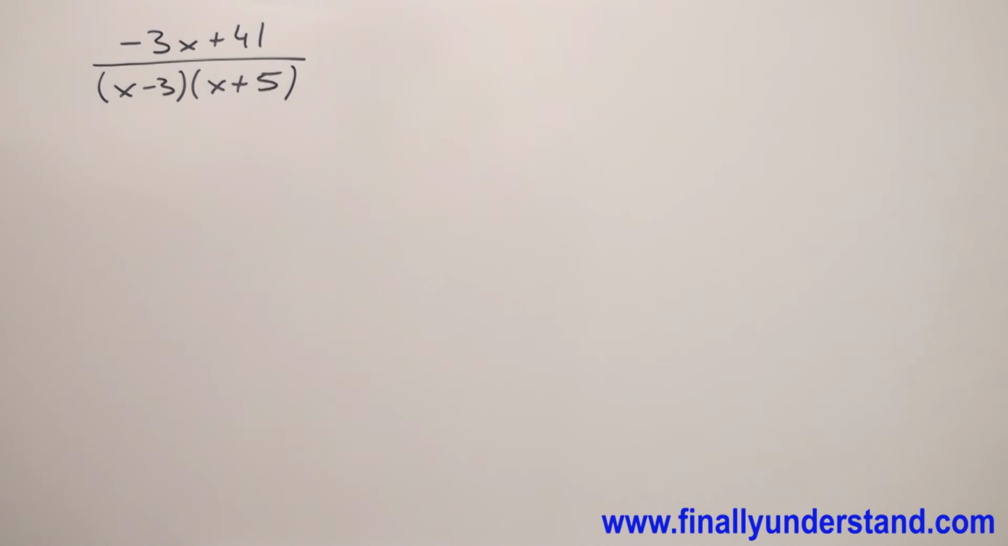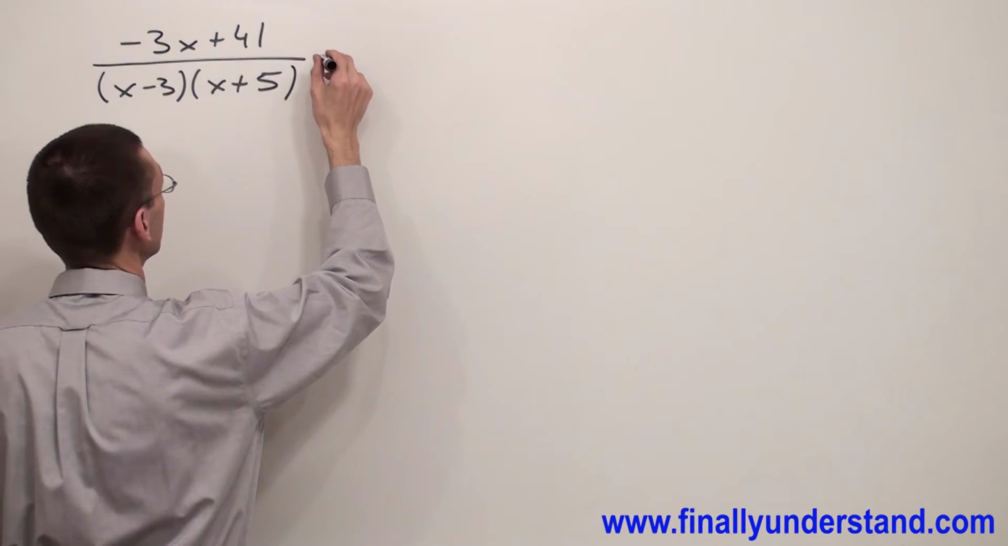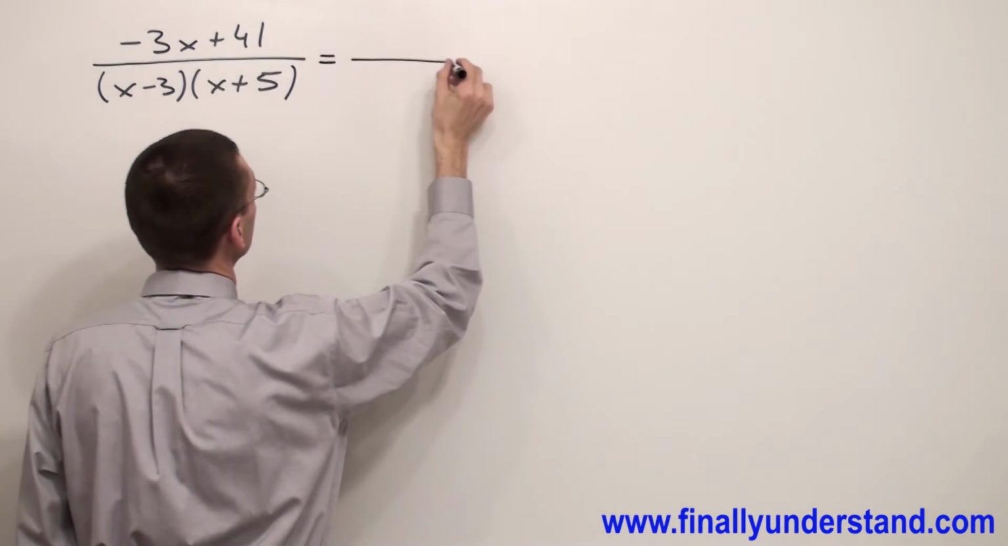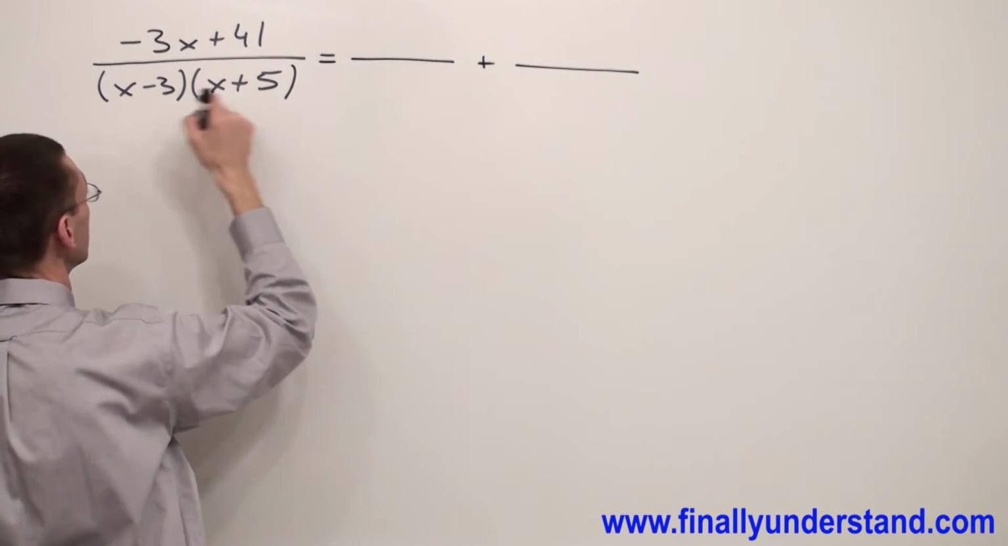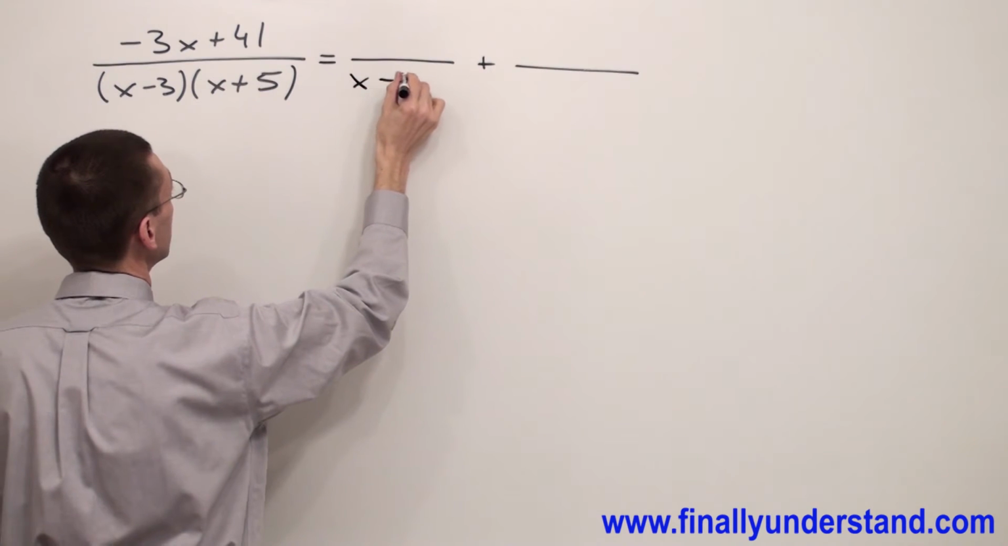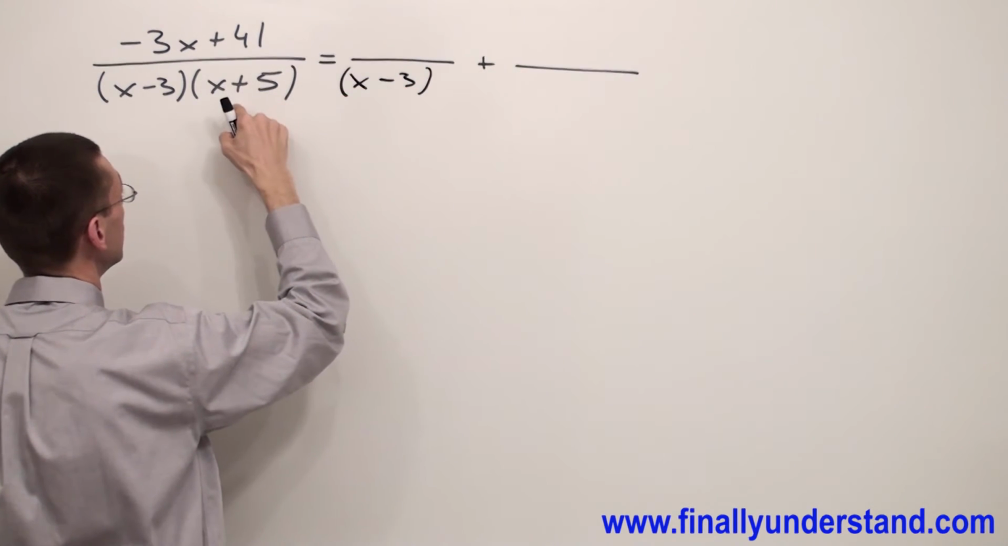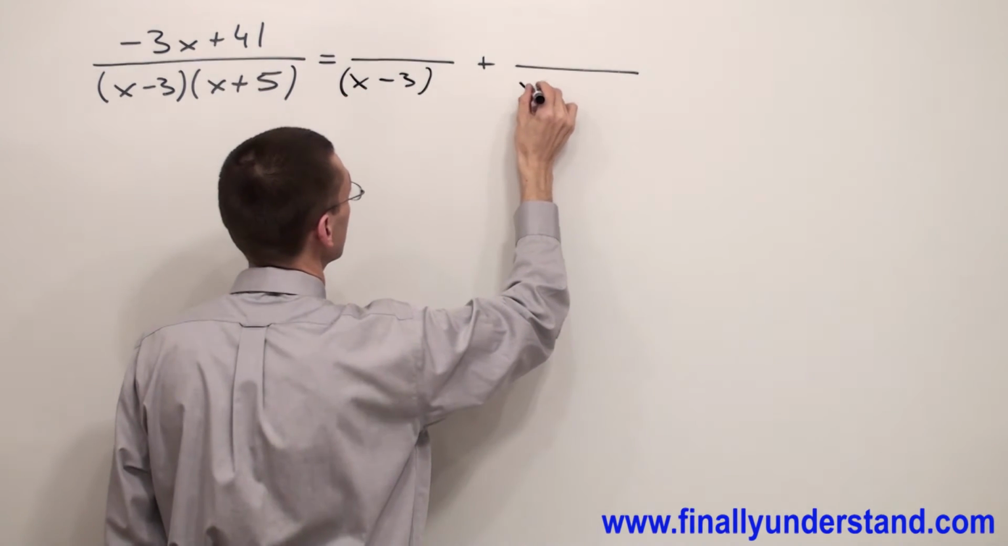Let's take a look at this example. Again, we are going to rewrite this fraction as the sum of two fractions. My first denominator is going to be x minus 3. The second denominator is going to be x plus 5.